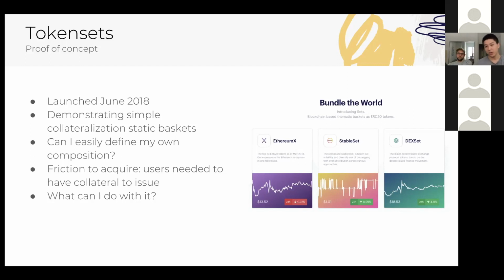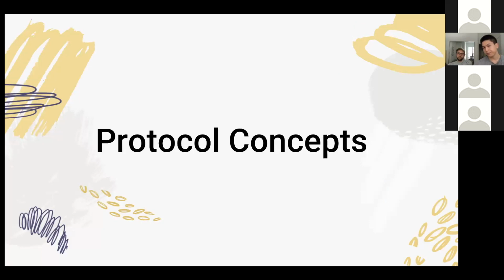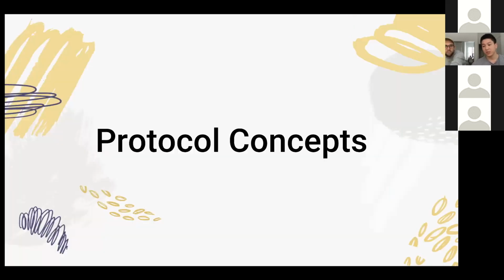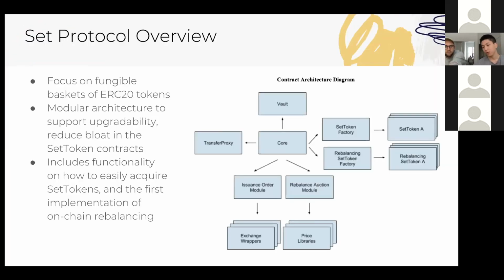And so we spent the better part of 2018 doing research and development, upgrading our contracts to support more functionality for Set tokens and allow people to more easily acquire Set tokens. And so this is our new specification. We're currently under audit. We completed an audit with Trail of Bits last week, and Chain Security audit is in flight right now. So this is what the new system of contracts looks like.